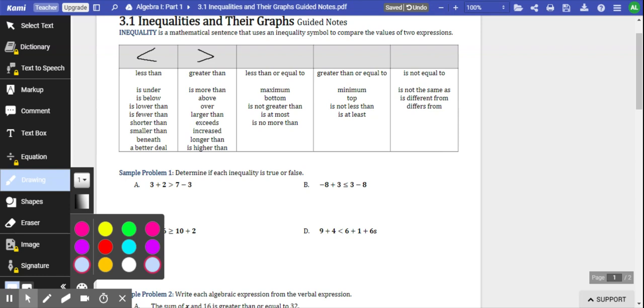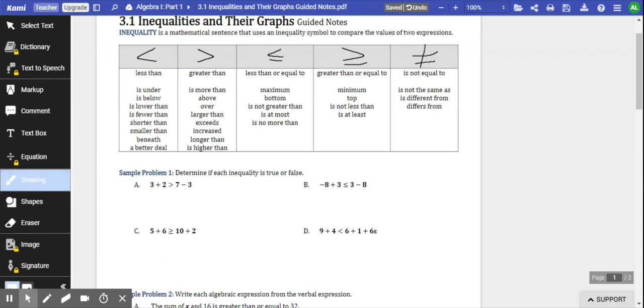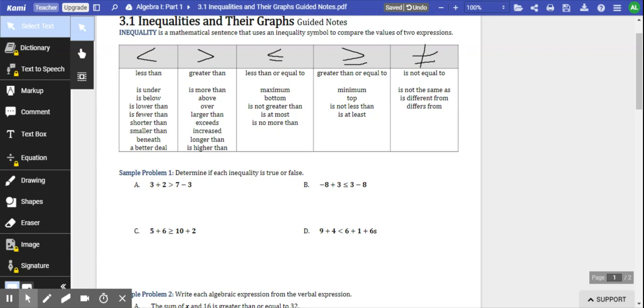Less than or equal to is your less than symbol, but this time it has a line under it for the equal to part. Same with the greater than. For greater than or equal to, it's a greater than symbol with a line under it. Also, not equal to is your normal equal sign, but it has a line through it. It means it doesn't ever equal. So if you think about it, 6 is not equal to 7.